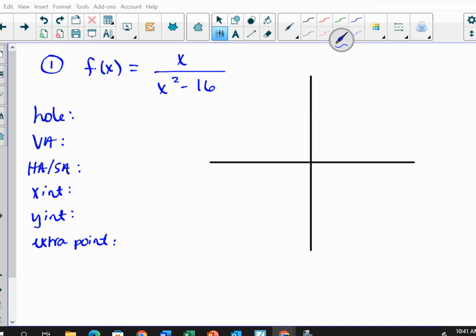y-intercept. Yeah, it's 0. What? -0? No, it's not, because it'd be 0 over -16, which is 0. Oh, yeah, 0. Yeah, do you see why? Yeah. Okay. Yes.